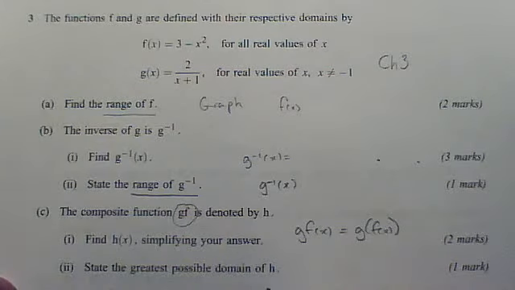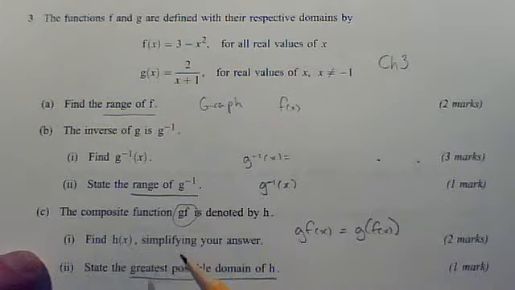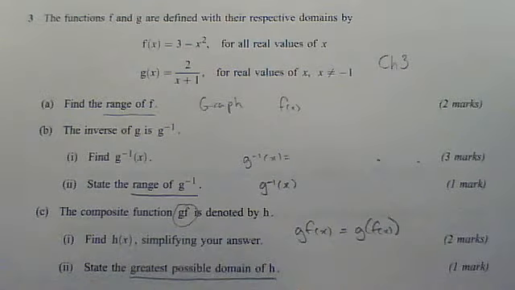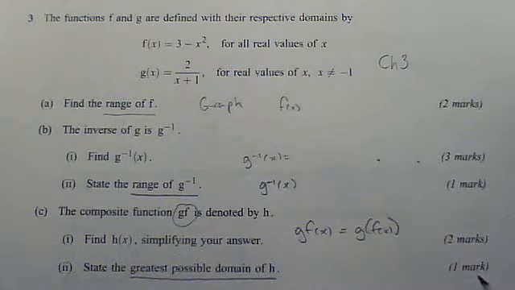Once you've got your h of x, there are two ways to go about getting the greatest possible domain of h. One way is simply to look at your expression for h of x and decide what values of x can't be used in it, what values of x would cause an error if you tried to enter them on your calculator. And that's probably the most direct way of getting this 1 mark.